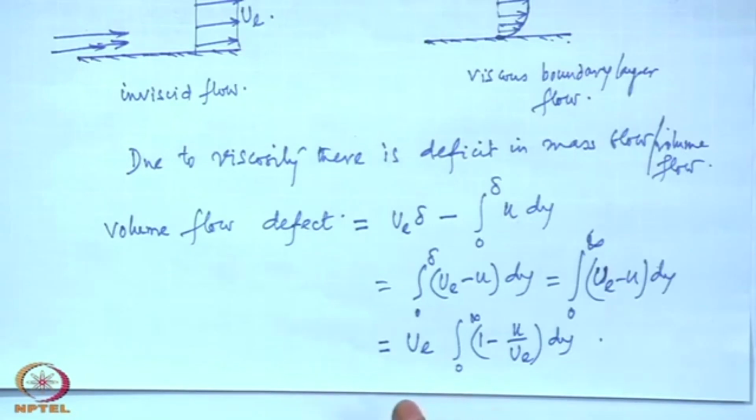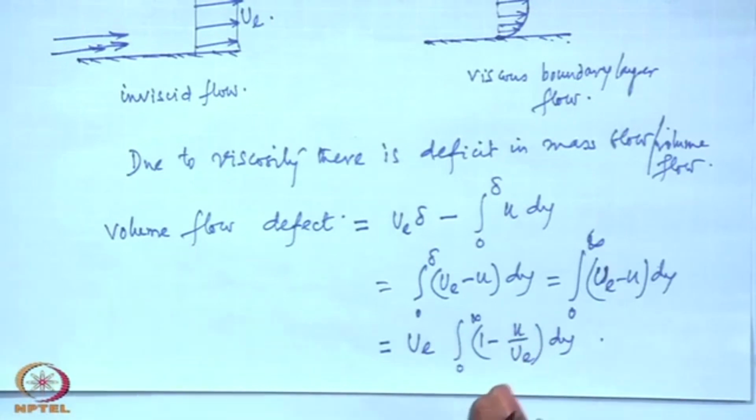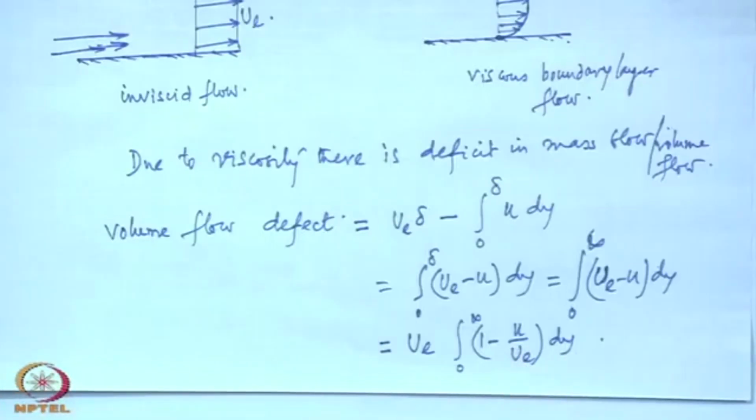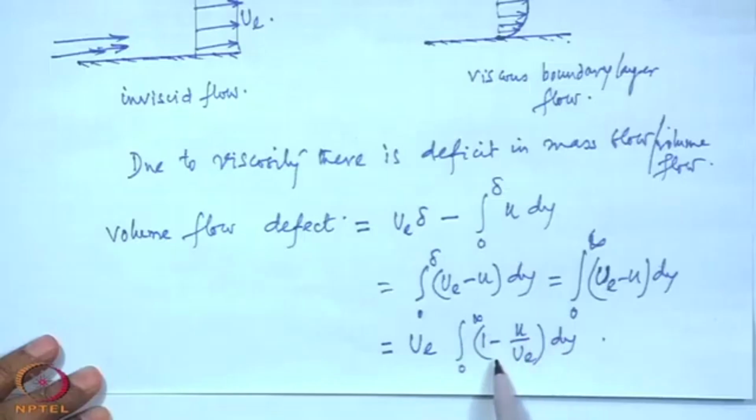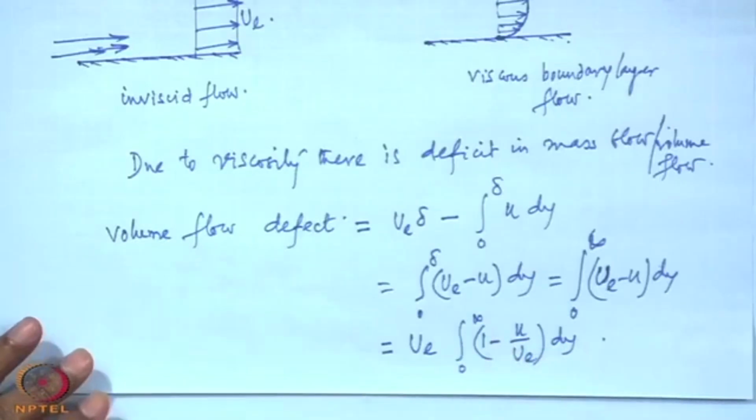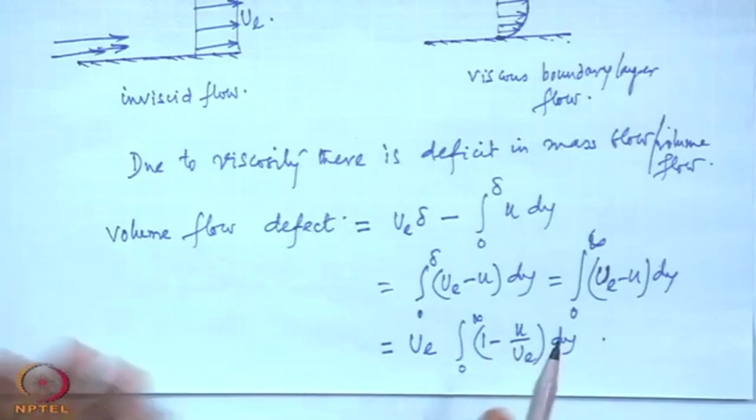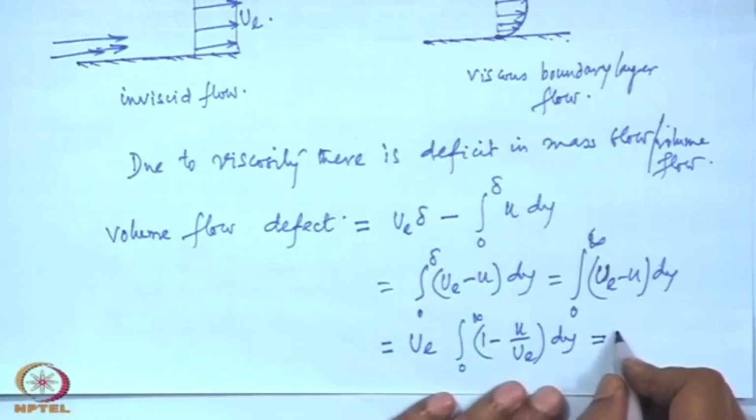so, this is the volume of fluid that will flow less because of the viscous effect. This amount of volume will not be able to flow. If we compare an inviscid and viscous flow, this is the amount of fluid that will not be able to flow due to the effect of viscosity. This of course has a unit of length, as you can see this integration 0 to infinity of 1 minus u by u e dy is basically a length, and let us denote this length as delta star.